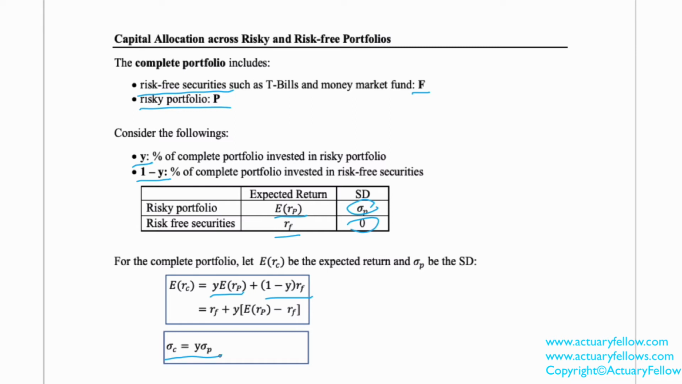The complete portfolio variance, sigma C squared, equals Y squared times the variance of the risky portfolio, plus 1 minus Y squared times the risk-free security variance, plus 2 times the weights times the covariance between risky and risk-free asset. Since the variance for a risk-free asset is 0, the second term is 0, and the covariance is also 0. What's left is just Y squared times sigma P squared. Taking the square root, we have Y times the standard deviation of the risky portfolio.